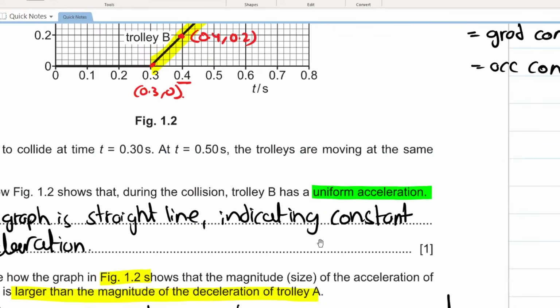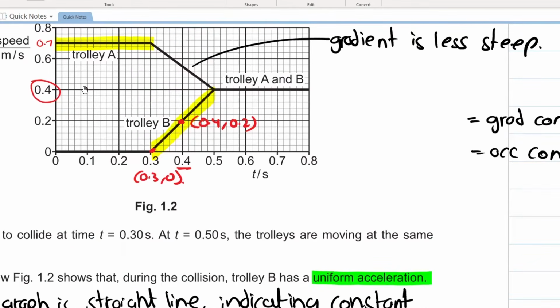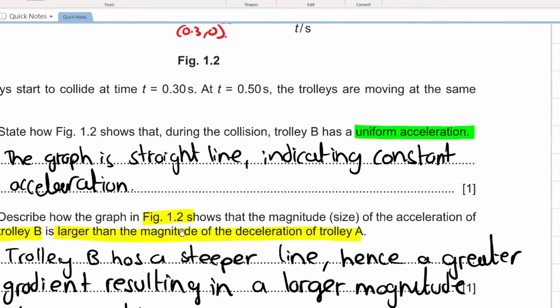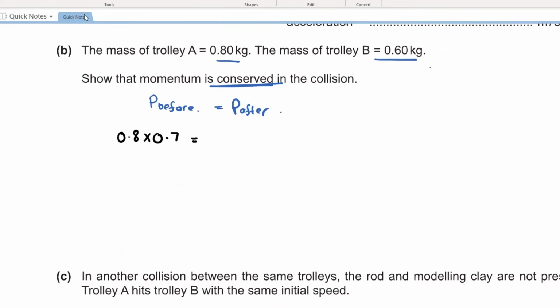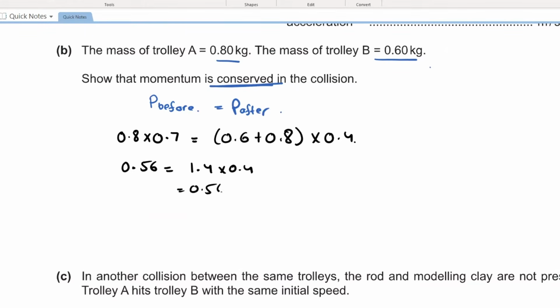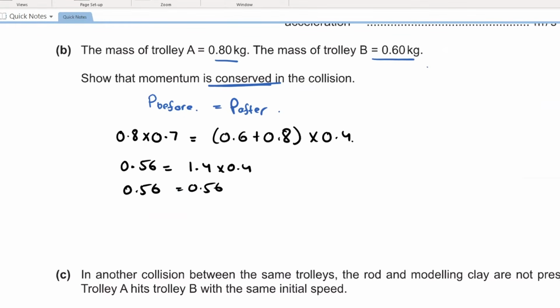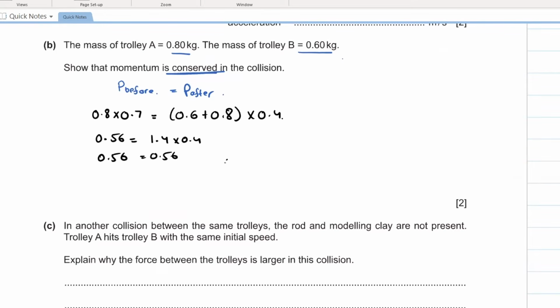After collision, both the trolleys have combined together and are moving with a velocity of 0.4. So the combined mass of both the trolleys will be 0.6 plus 0.8, and the velocity is 0.4. This comes out to be 0.56. This is 1.4 into 0.4, which is also 0.56. If you can observe, the total momentum before collision is equal to the total momentum after collision. Hence, the momentum is conserved. Nothing complicated here. Let's further move ahead.